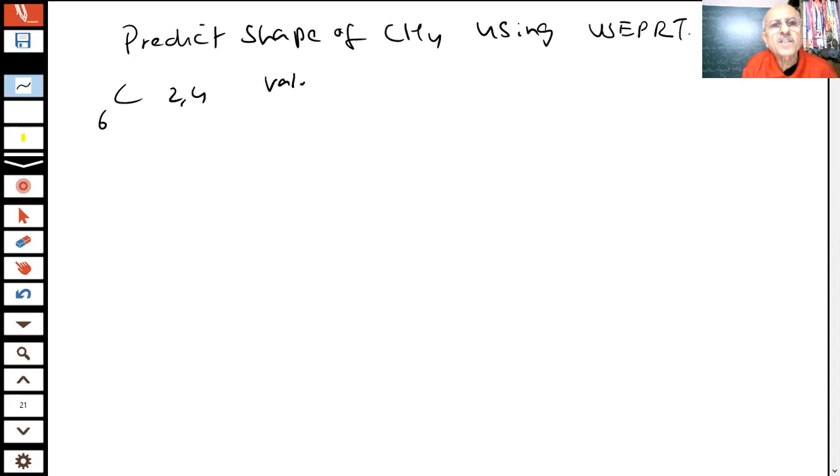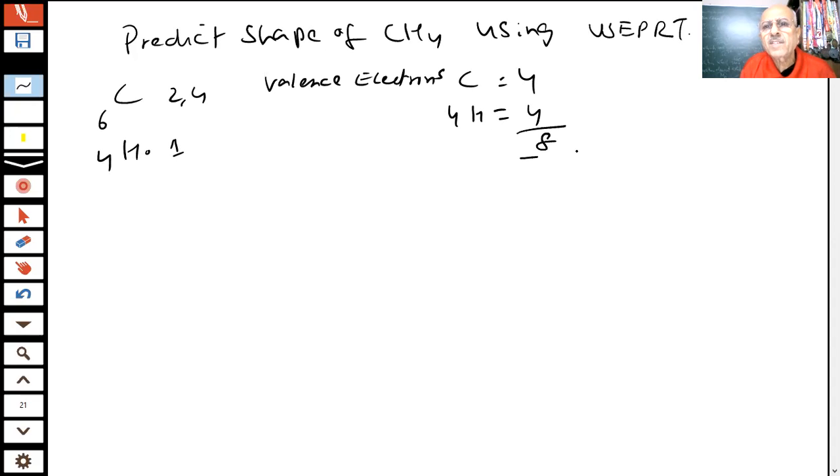What are the valence electrons? See how easily we calculate. Valence electrons in the carbon: 4. Each hydrogen has only one electron. So there are 4 of that. 4 hydrogens will give how many electrons? 4 valence electrons, students. How many valence electrons in total? 8 valence electrons.